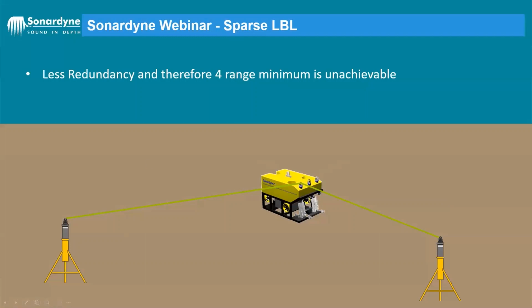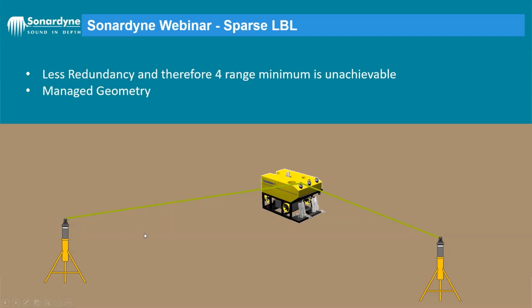If this was just a typical scenario, we didn't have an INS, it was just an LBL scenario, and we only had 2 ranges, we wouldn't be able to position the vehicle with any confidence because we haven't got enough ranges. You'll notice also in the picture, the position of these transponders relative to the vehicle, they're actually strategically placed in order to maintain geometry.